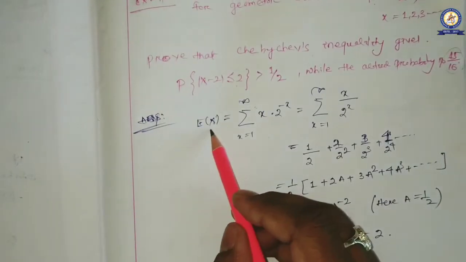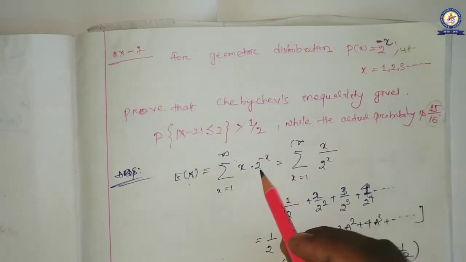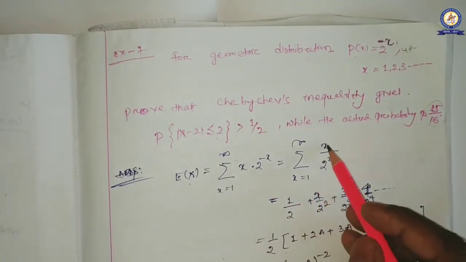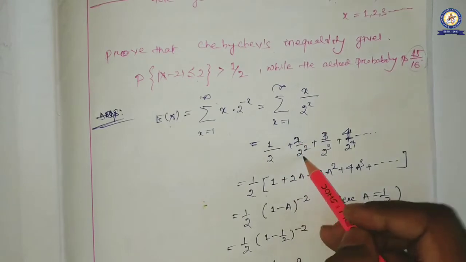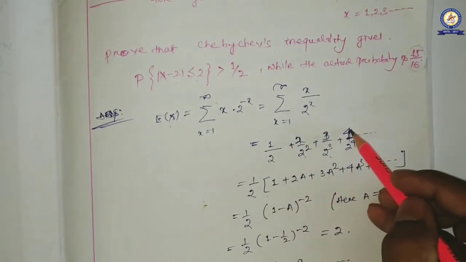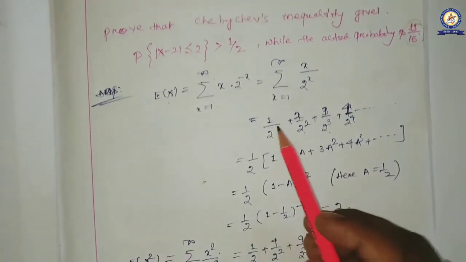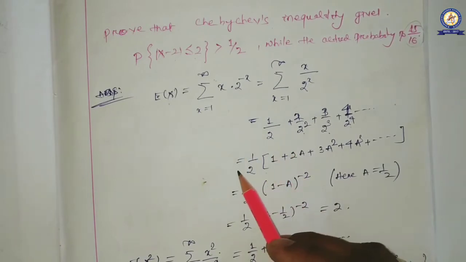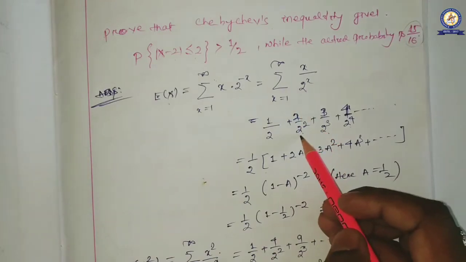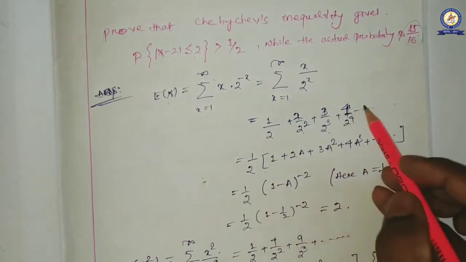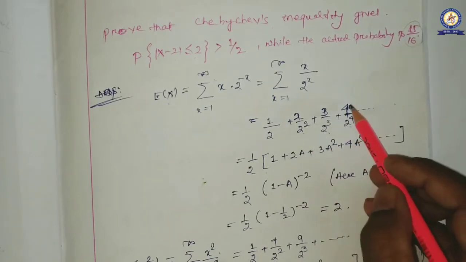So the expectation of x, considering the summation over x equal to 1 to infinity of x into the PMF 2 to the power minus x, is the sum from x equal to 1 to infinity of x by 2 to the power x. So put each value of x, and it will be 1 by 2 plus 2 by 2 square plus 3 by 2 to the power 3 plus 4 by 2 to the power 4 and so on. Here we take 1 by 2 outside, and it will be 1 plus 2 by 2, 3 by 2 square, plus 4 by 2 to the 3.